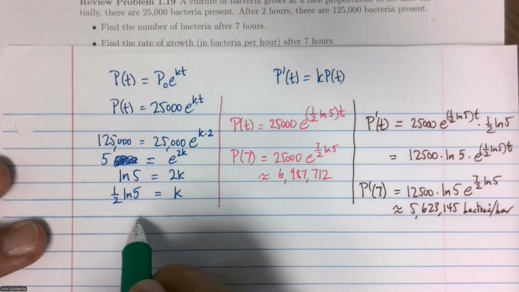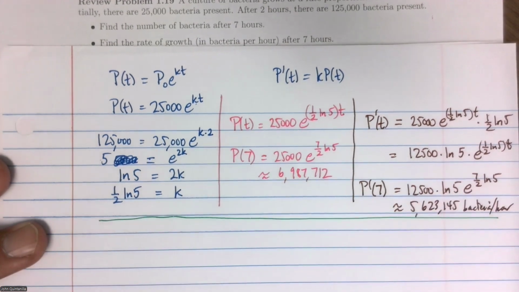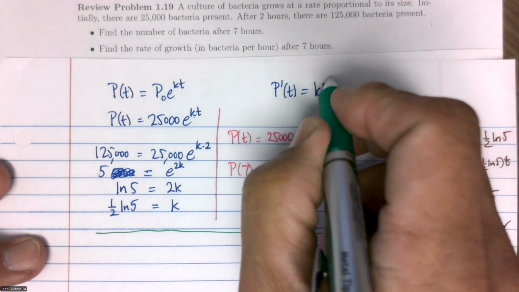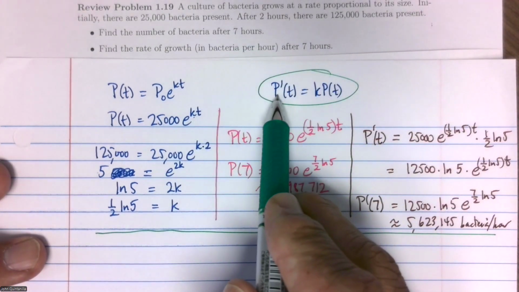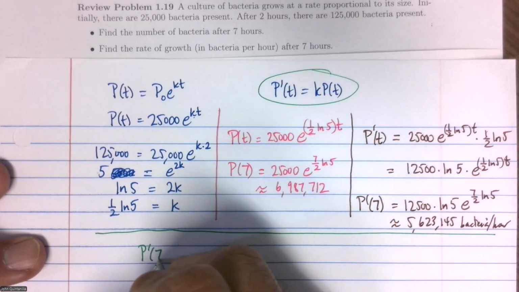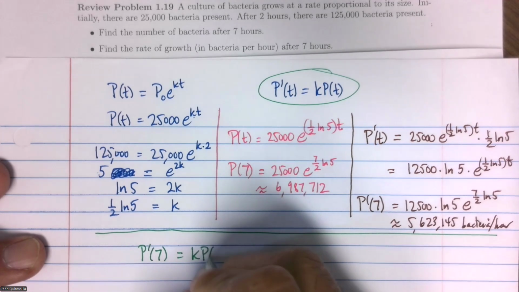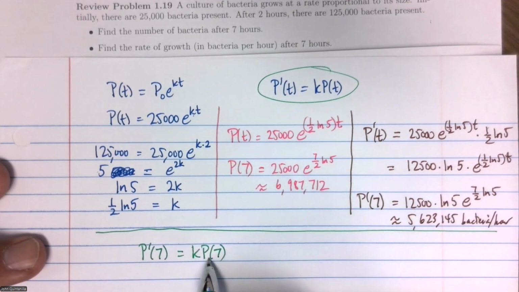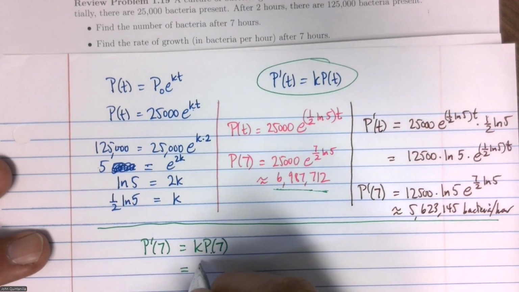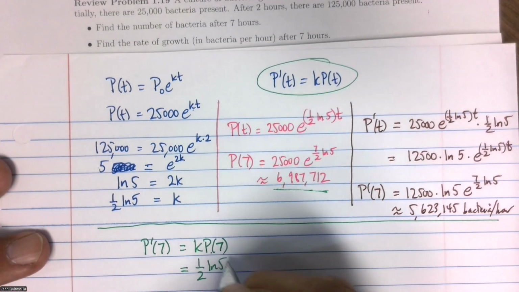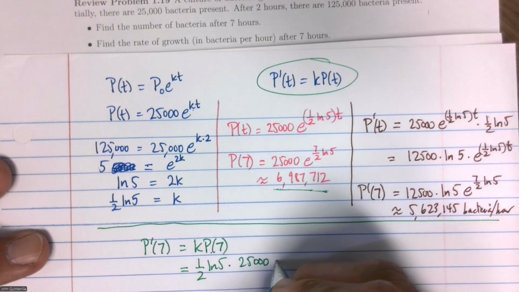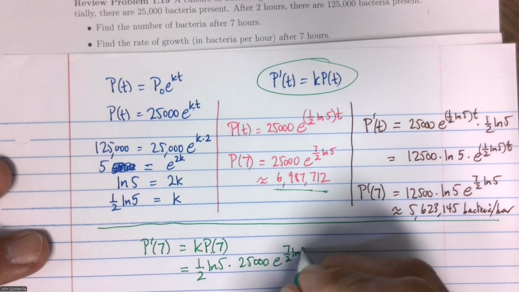Here is an alternate way of doing the second part of the problem. Find the rate of growth after 7 hours. We can use the fact that the rate of growth is proportional to the current amount. We know that P prime of 7 is going to be equal to K times P of 7. K times P of 7 we just got. So that is 1/2 times the natural log of 5 times P of 7, which is 25,000 times e to the 7/2 times the natural log of 5.